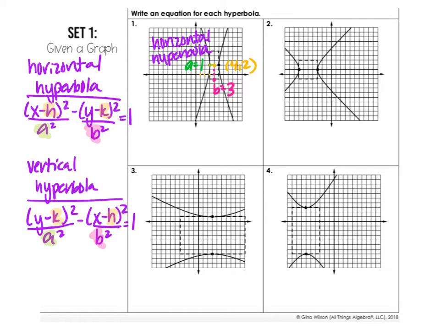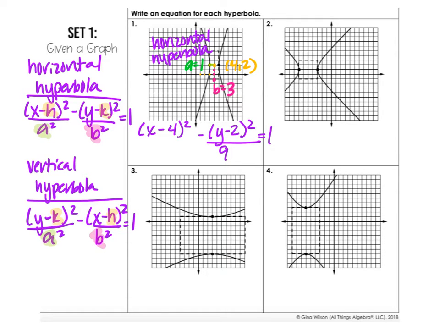And so I just write this function as x minus h, which is 4, squared over a squared, a is 1, so 1 squared is 1, minus y minus k, which is 2, squared over b squared, b is 3, so 3 squared is 9, equals 1. I don't need that denominator of 1 here, so I can just erase it. And my function is (x minus 4) squared minus (y minus 2) squared over 9 equals 1. And that is the equation of that horizontal hyperbola.